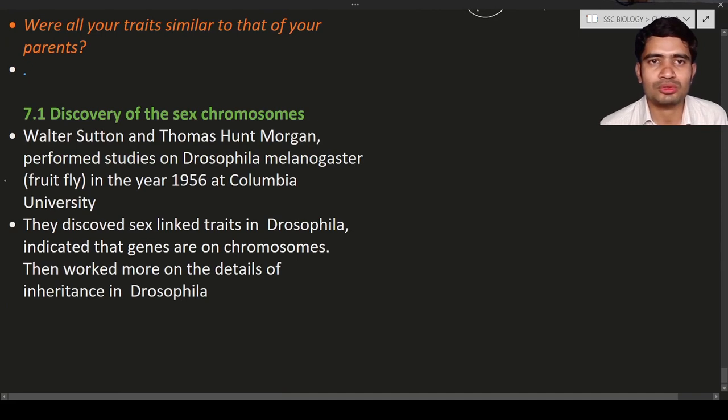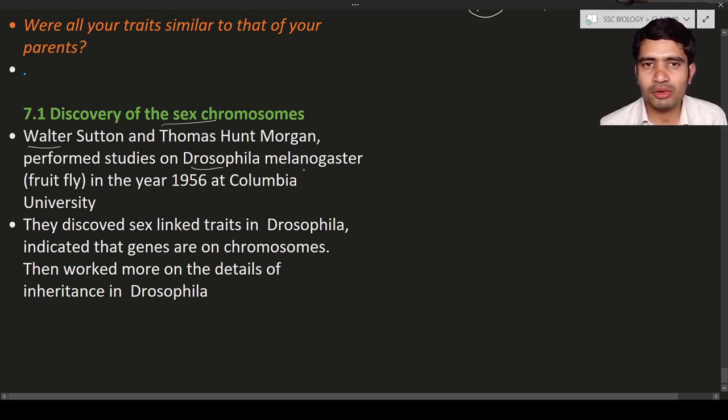So the next topic is the discovery of the sex chromosome. What is a sex chromosome? A sex chromosome is the chromosome that decides the sex or gender of the individual. For the first time, the scientists Walter Sutton and Thomas Hunt Morgan performed experiments on Drosophila melanogaster.